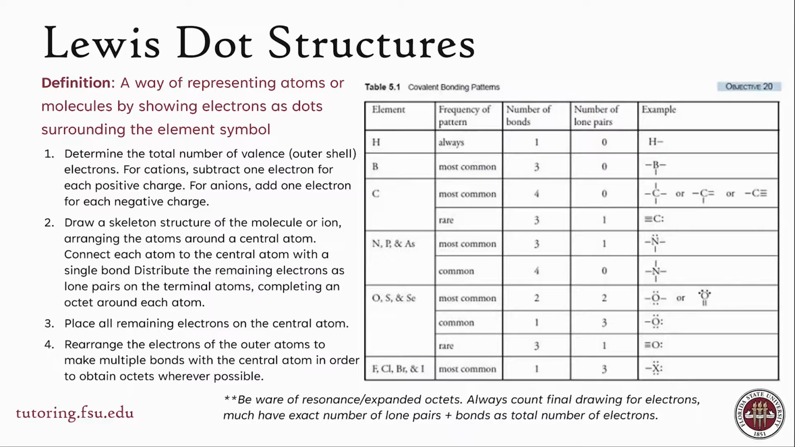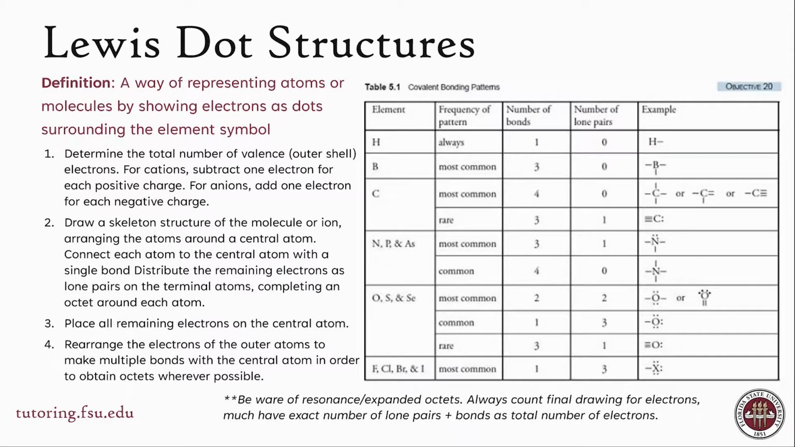So these structures are a way of representing atoms or molecules based on their valence electrons. And so what we do is we just represent the valence electrons of each atom, which are dictated by the column that they are in the periodic table. So we only care about the valence electrons because those are the electrons in the most outer shell, and those are the electrons that are used in bonding.